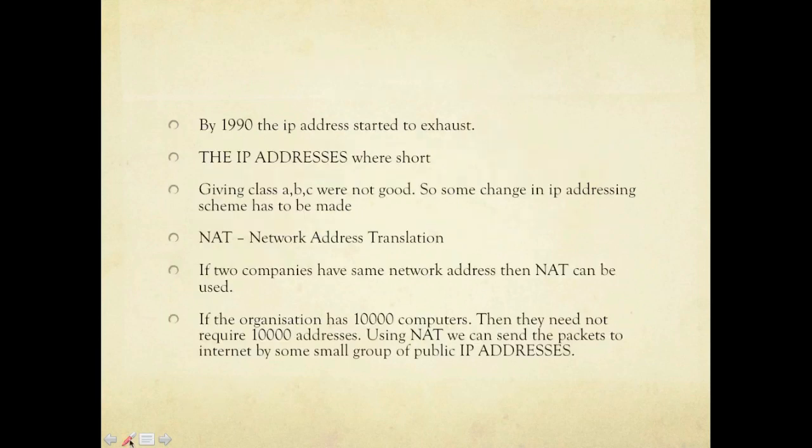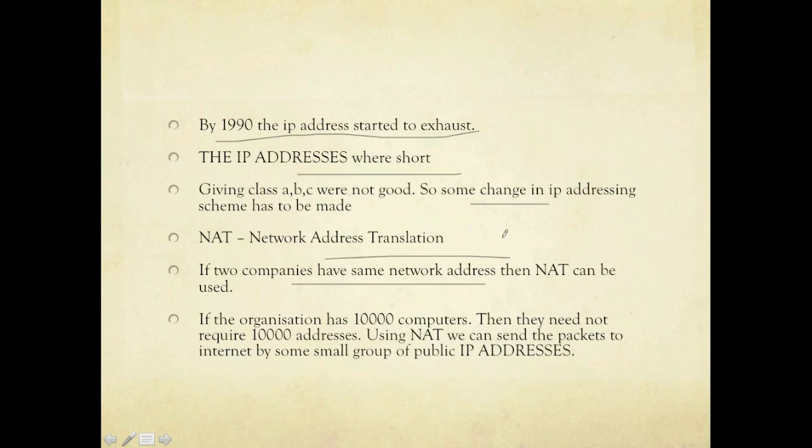So by 1990, the IP addresses started to exhaust. The IP addresses fell short, so giving class ABC was not good. Some change was expected in the IP addressing scheme. So NAT came into place. NAT came to avoid this problem.